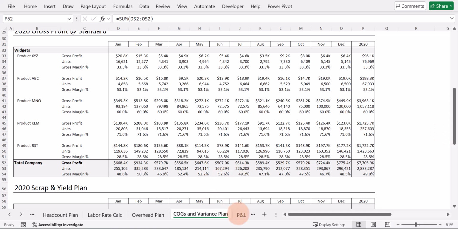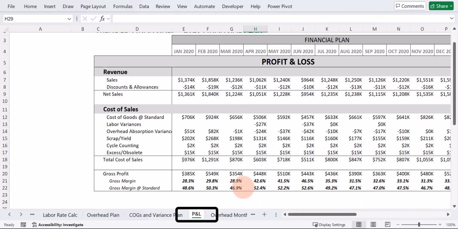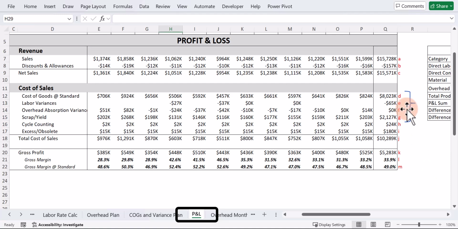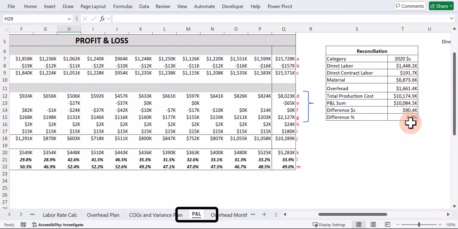Then lastly, this all gets put together on this fifth worksheet over here on the P&L, so you can kind of look at where all these numbers are coming from. I put in an estimate for discounts and allowances, but all these other numbers, you can see where they're being computed over on the other page, and this would be your new year plan. And then over at the right, there's a reconciliation. I think there's a little bit of a difference, about $90K, that I didn't quite reconcile in total.